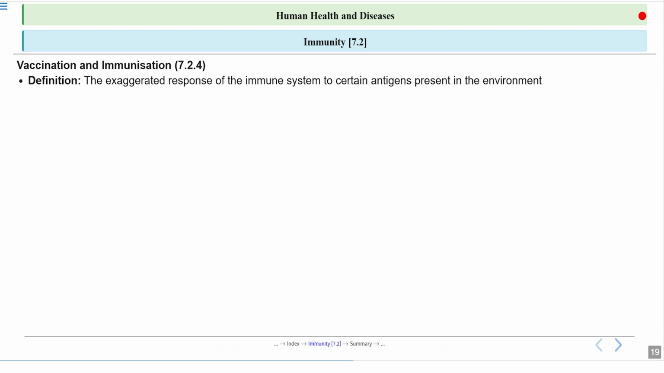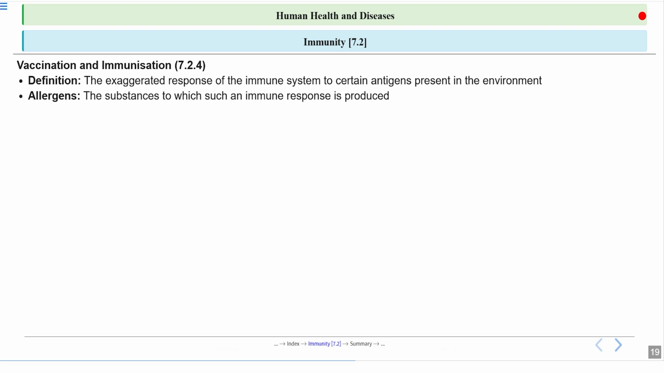So what is allergy? It's an exaggerated response of the immune system to certain antigens, which are usually harmless substances in our environment. Now, the overreaction, okay, this overreaction is what leads to allergy symptoms. What are allergens? The substances that cause this immune response are called allergens. So, allergens can be things like dust, pollen, or even animal dander.